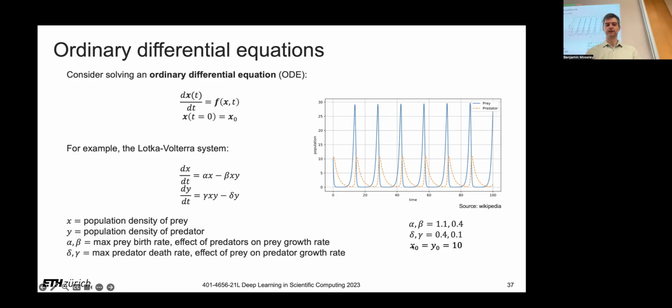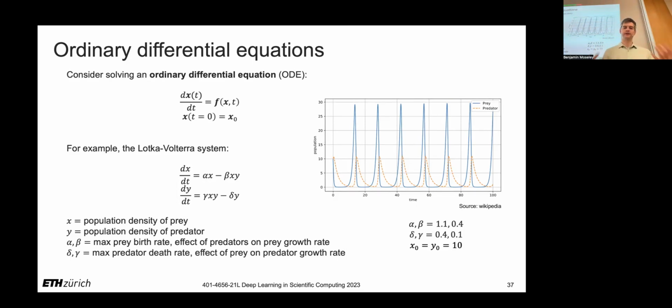If you choose these parameters here, alpha, beta, gamma, delta, which tell you what the max birth rate is, the effect of the predators on the growth rate, etc., this is the type of solution you get. You see that the dynamics are cyclic, and the predator dynamics usually lag a little bit behind the prey dynamics. Once you've got a spike in prey, obviously the predators have a lot of food to eat, and so they grow afterwards. So this is the model.